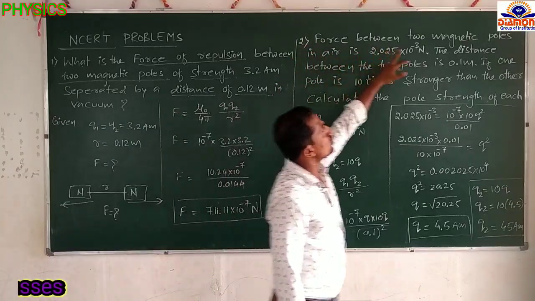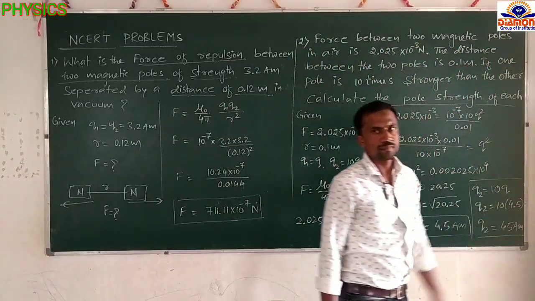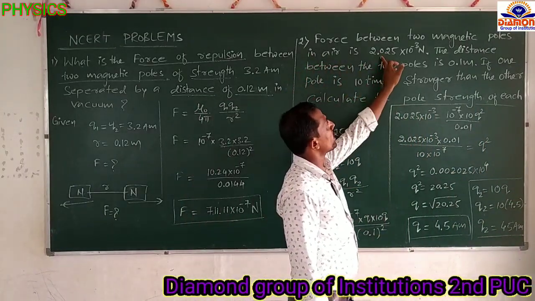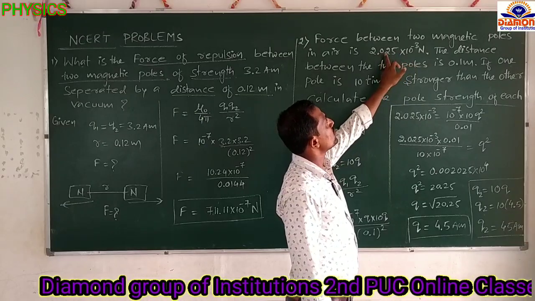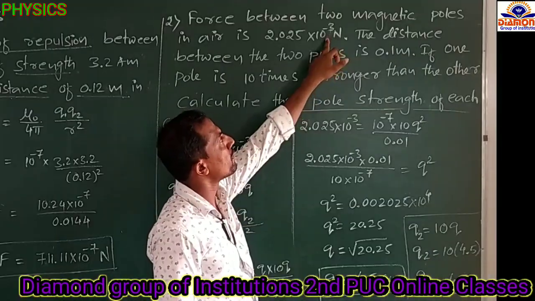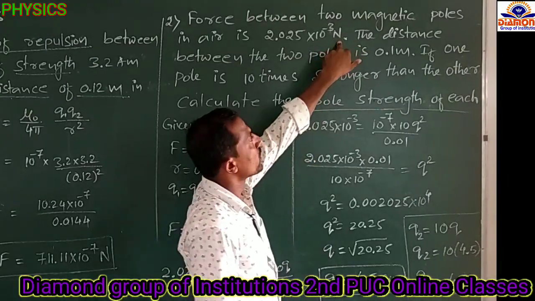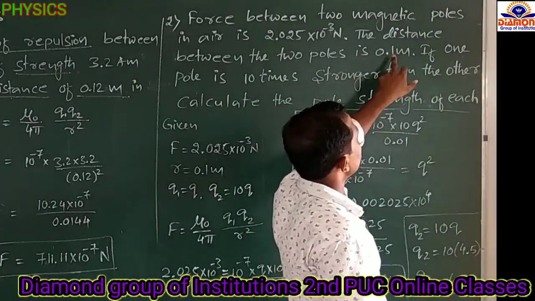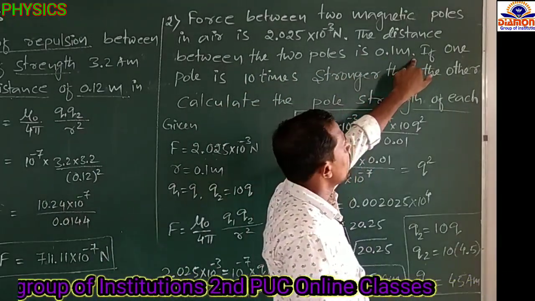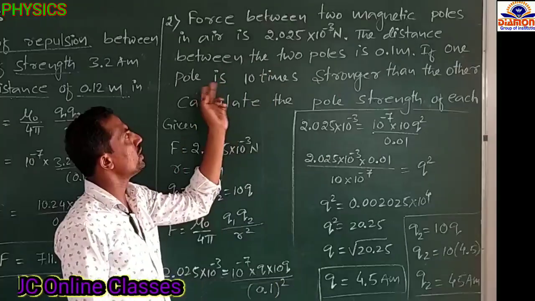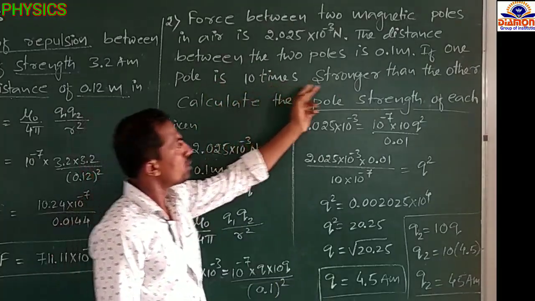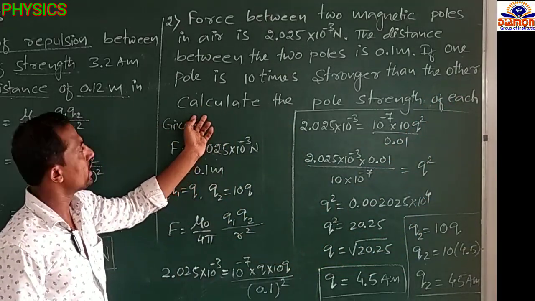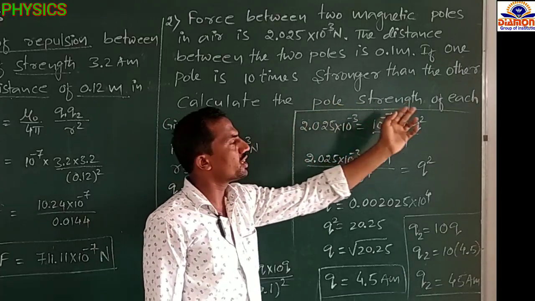Force between two magnetic poles in air is 2.025 × 10 to the power of minus 3 Newton. The distance between the two poles is 0.1 meter. If one pole is 10 times stronger than the other, calculate the pole strength of each.